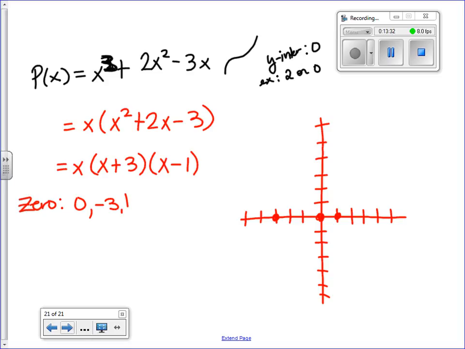Alright, with my zeros, it has to cross at those points. Where am I going to start it? Down here or up here? Down. It's positive, so I'm going to come up to here, go down, and go back up. It has 2 extrema. Right now, we're not going to find the value of the extrema. We will not be finding that right at this moment. But this is what we're going to be graphing today.